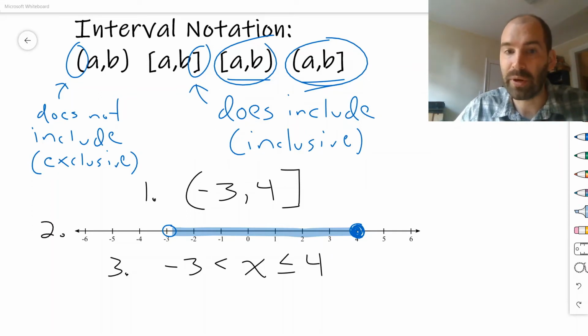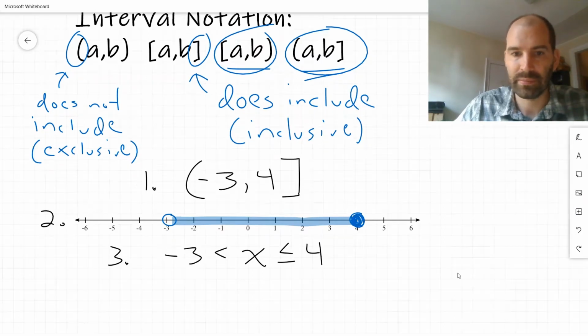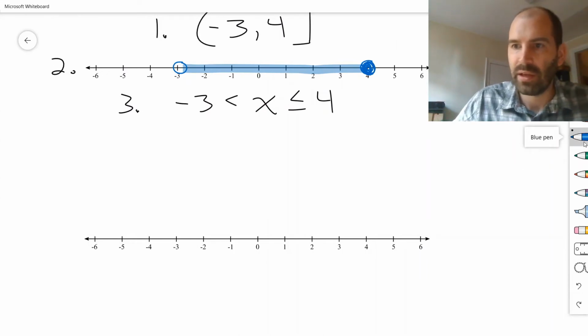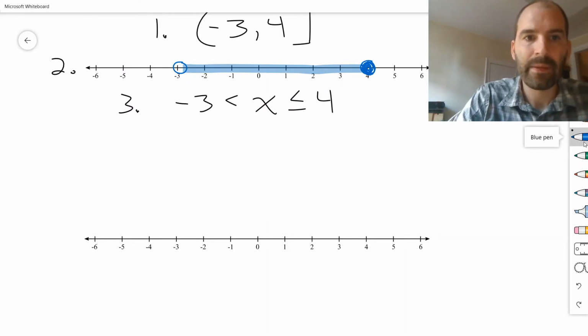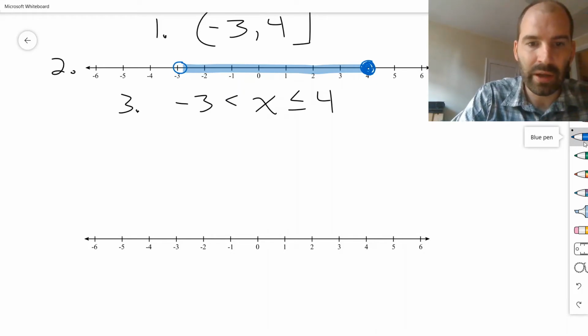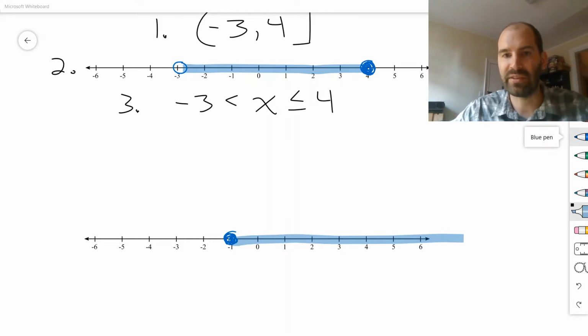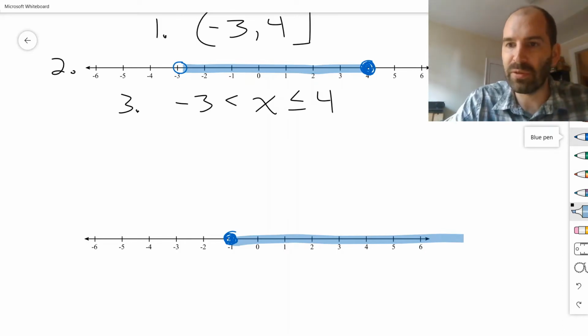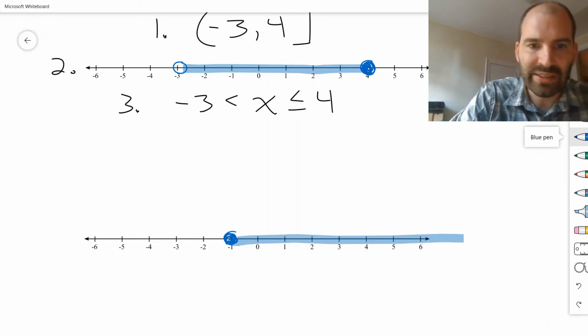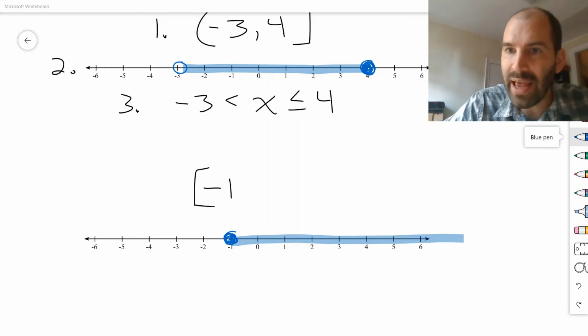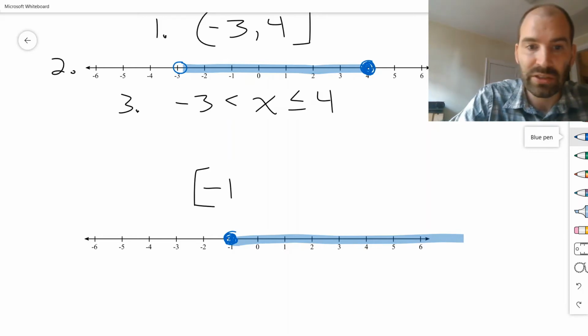Let's look at another one. Let's look at the inequality that goes from -1 and includes -1 and goes out to, it just keeps going off to the right, never ends. How would I write this using interval notation? Well, it starts at -1 and it includes -1, so I use a square bracket. But where does it end? It never ends. So what do we write here? We write the infinity symbol.